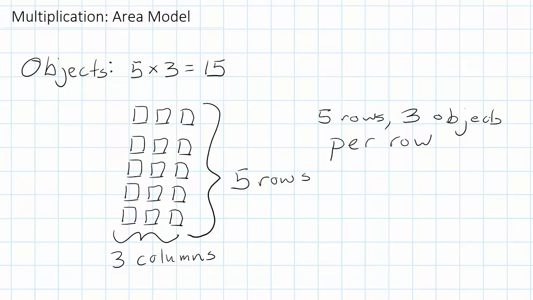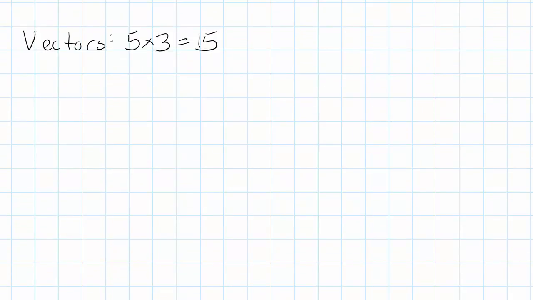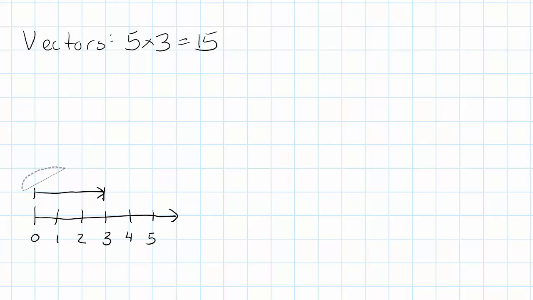Notice that we haven't just lined these objects up end to end. We've stacked them on top of each other. We're going to do the same thing with our vector model. We're not going to look at just one number line. We're going to look at 2 number lines at angles to one another. So again, we're going to look at a number line, and we're going to look at the vector 3. That's 3 units long, going to the right. And we're going to make 5 copies of this vector. But instead of stretching them out end to end, we're going to stack them one on top of each other.